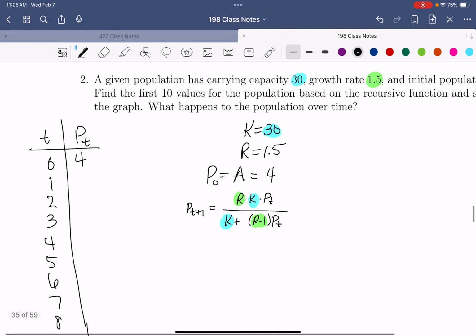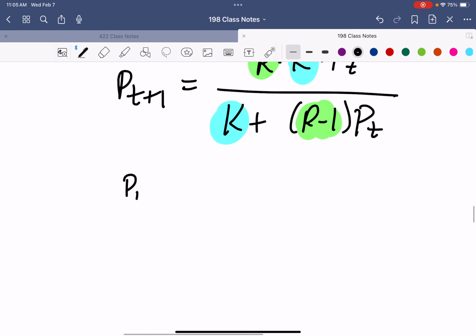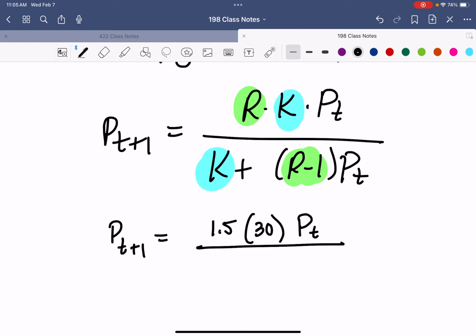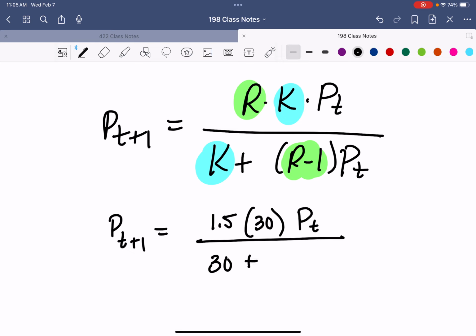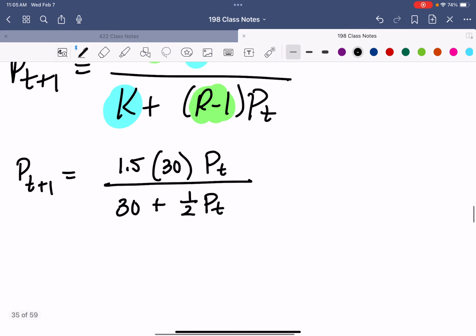So what we're going to do from there is plug those in. So this becomes P(t+1) equals, my r is 1.5, my k is 30, and I'm multiplying that by Pt. On the bottom, k is 30, plus 1 you're taking r minus 1. R is 1.5, so 1.5 minus 1 is just 0.5. So I'm just going to write 1/2 there. Okay. And then we can simplify that.